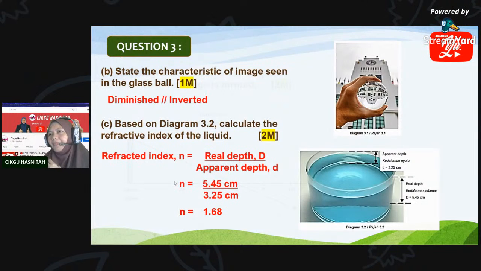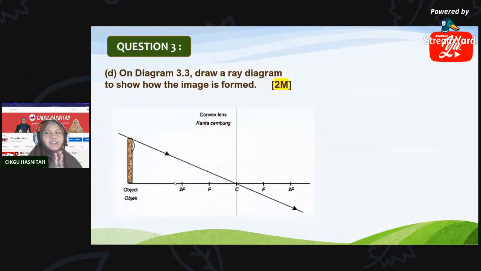Alright. Okay, now 3D is the drawing of ray diagram. Okay, you are given a convex lens here, diagram 3.3, for you to draw to show how the image is formed. Okay, when you get this kind of question, remember you not only have to draw the ray diagram, but normally you have to state together the characteristic of image produced. Okay, don't forget that. Draw the ray diagram correctly and determine the characteristic of image formed. Okay, 2 marks for this question.